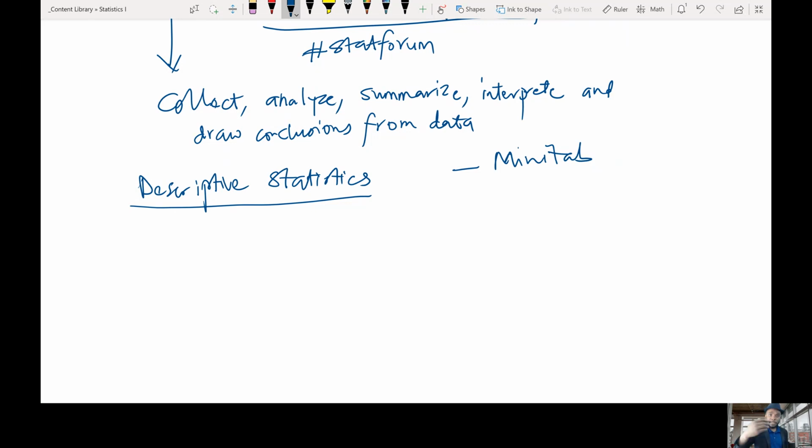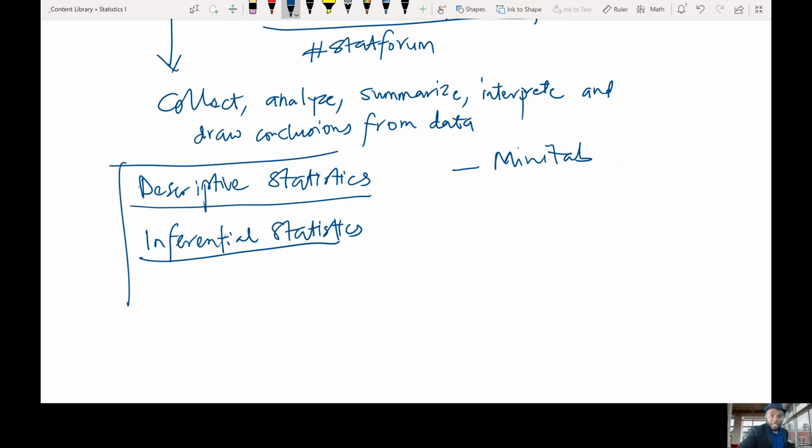Then, towards the second half of this course, or towards the end, we'll be looking at inferential statistics. Here, we look at the tools and techniques that help decision makers to draw inferences from a set of data. Our course is divided into descriptive statistics and inferential statistics. Okay.